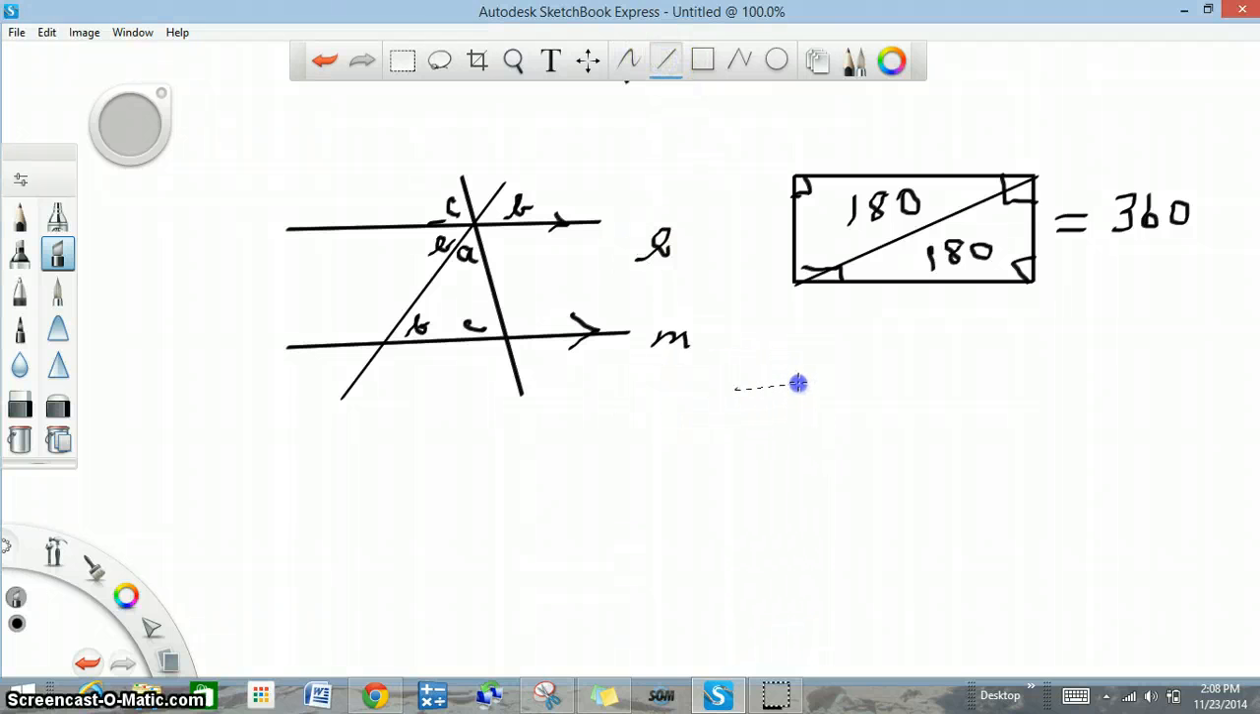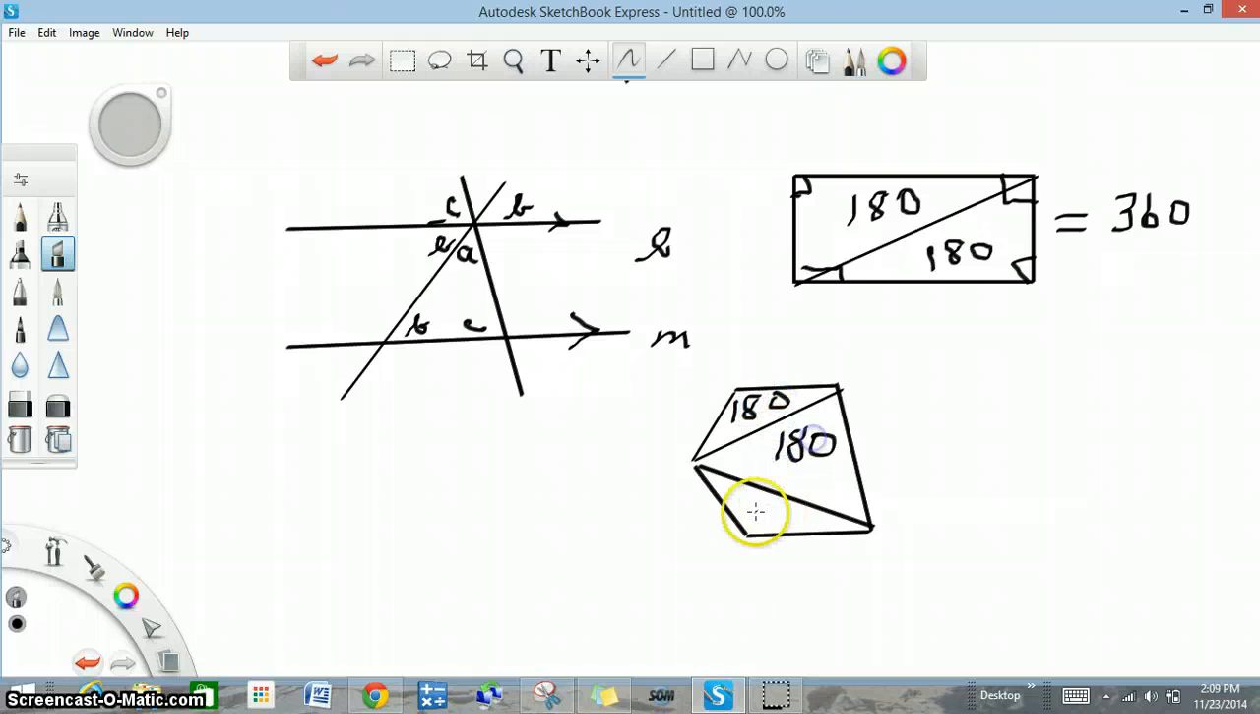and I'll try my best here to draw a pentagon. No, that's not quite a pentagon. So anyway, and we could draw a couple of triangles inside of it. And now you can see that we have 180, 180, and 180. And that is going to equal 540 degrees.